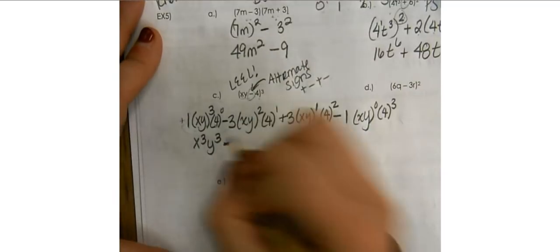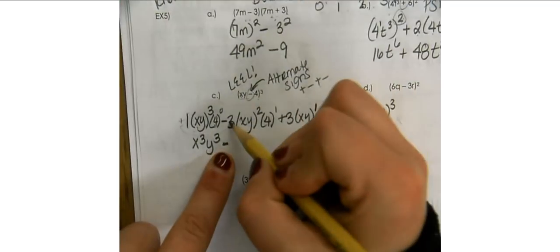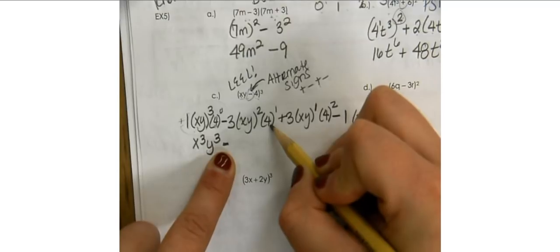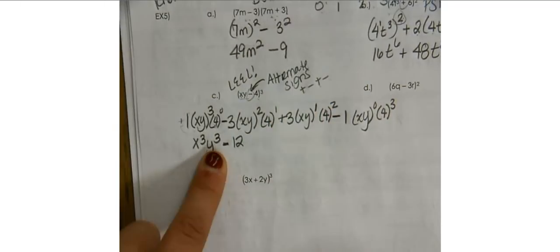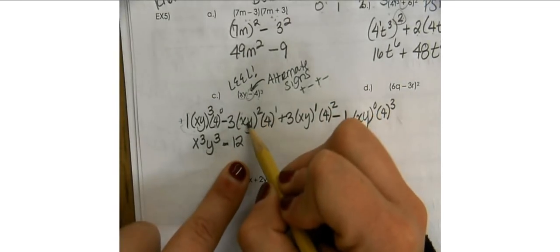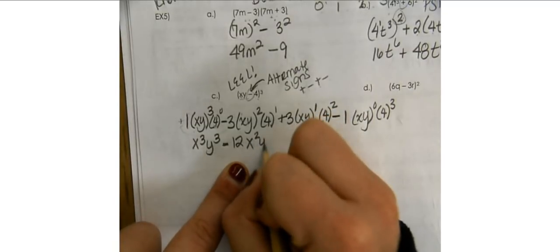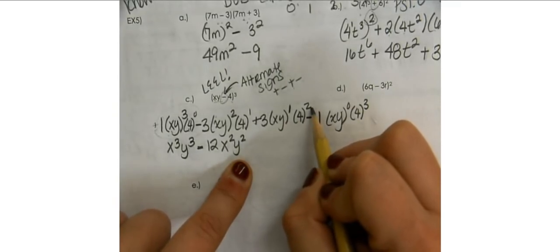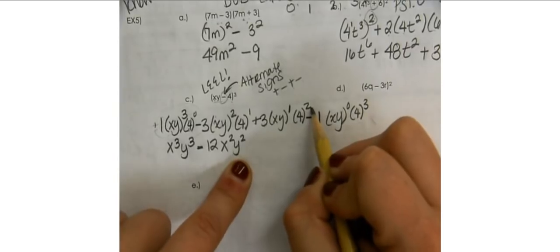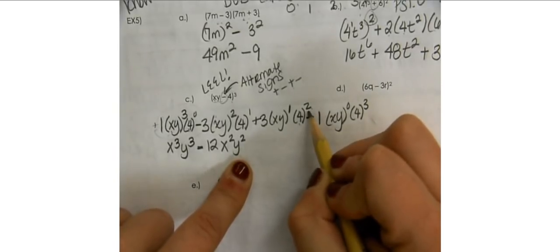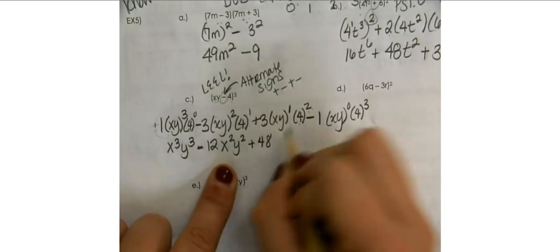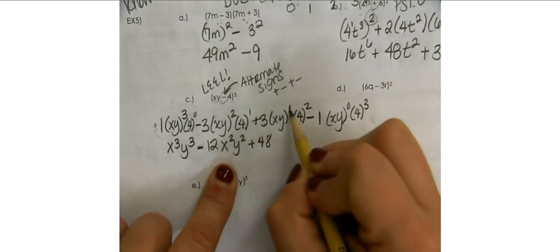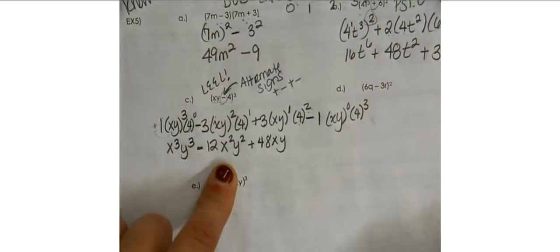Minus, I'm going to work with my numbers. 3 times 4 to the first, that's 12. 3 times 4 is 12. Now I'm going to distribute that square to each term, and that's going to be x squared, y squared. Now I have plus 3 times 4 squared. According to the order of operations, you have to take care of your exponents first. 4 squared is 16, and 16 times 3 is 48, so that's plus 48. And then we have x times y raised to the first power, so that's simply xy.